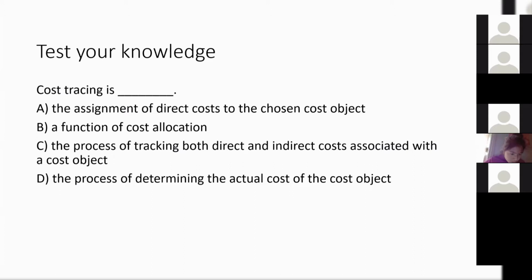So, cost tracing is the assignment of direct cost to the chosen cost object, a function of cost allocation, the process of tracking both direct and indirect costs associated with the cost object, or the process of determining the actual cost of the cost object. Does anybody have any questions? I know some of you may have logged on after I gave the directions for getting into Learning Catalytics.